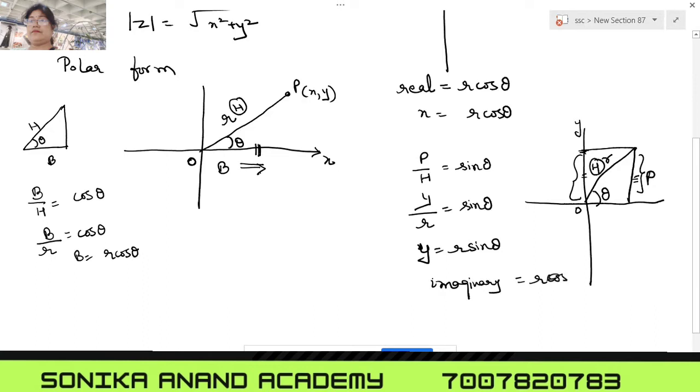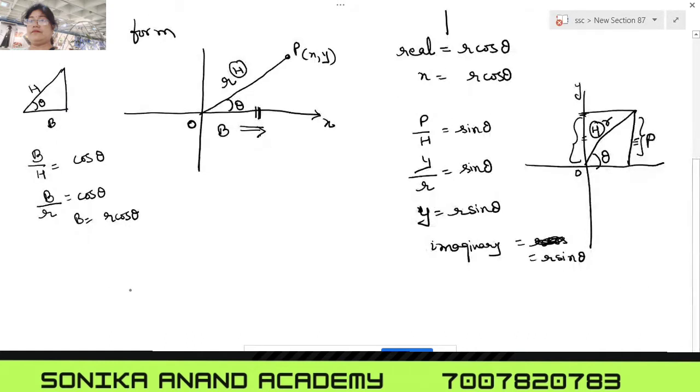I think the concept is clear. So polar form is what? R cos theta plus I sin theta. Clear? Now I am going to explain different questions to you. Okay?